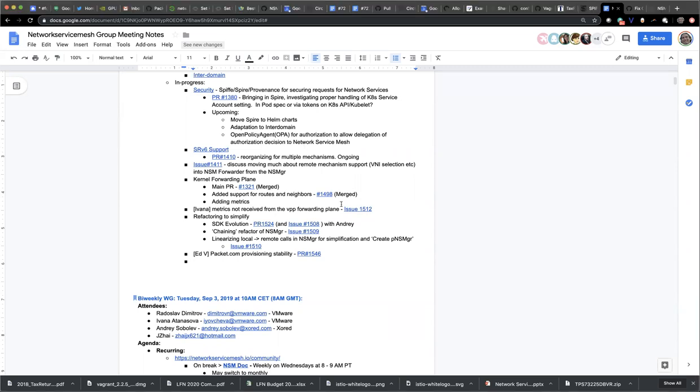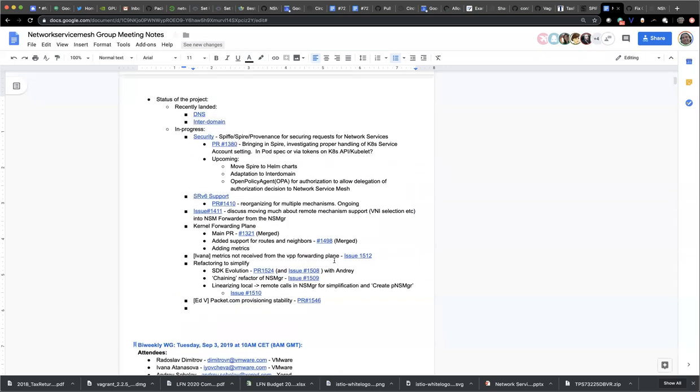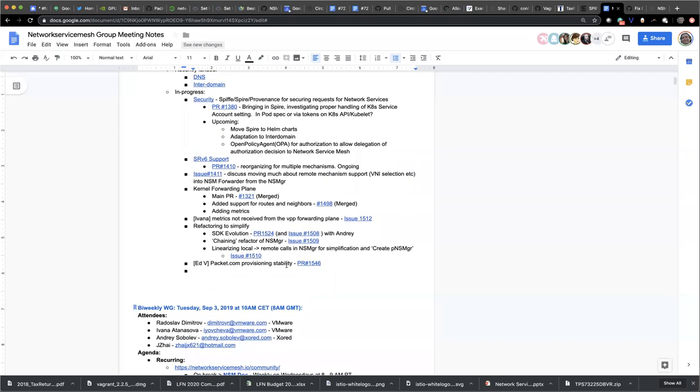So is there anyone else who's got stuff in progress or that recently landed in Network Service Mesh that you want to go ahead and highlight while we're talking about this week's status of the project?